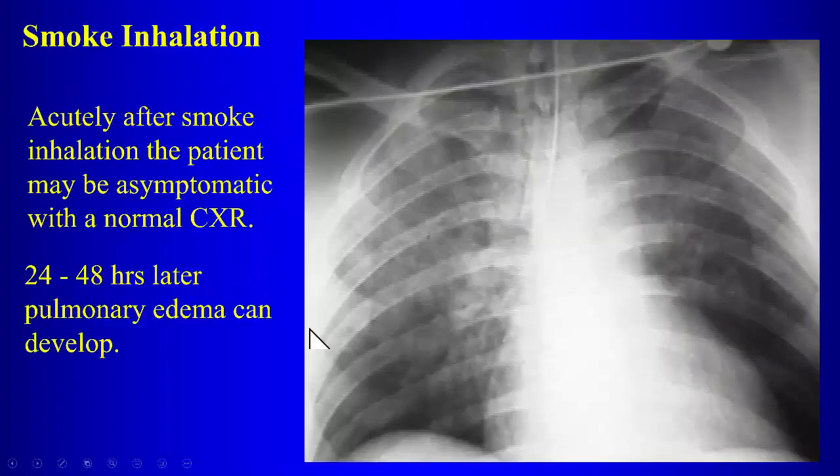Smoke inhalation: acutely after smoke inhalation, the patient may be asymptomatic with a normal chest radiograph. So how do you know the patient's at risk for smoke inhalation? Because 24 to 48 hours later, the patient can crash. We've got to keep the patient and observe the patient. They look for soot around the mouth, right? What else? The patient was extricated from a burning building. Carbon monoxide, yes, right. Elevated levels of carbon monoxide can be an indication that the patient is at risk for smoke inhalation.